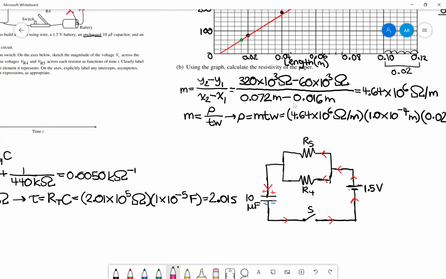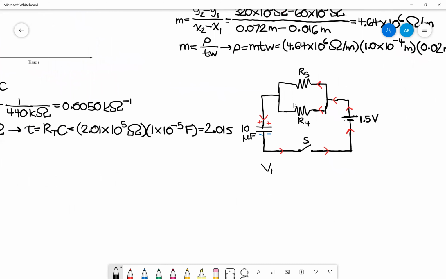Okay, so that means the voltage of R4 must equal 1.5 volts. And so the voltage of R5 has to be equal to 1.5 volts. Because you have this loop, current goes through this loop, and that must be equal to zero. And you have this loop. So both the voltages R4 and R5 must sum to zero. So both voltages R4 and R5 must equal 1.5 volts.